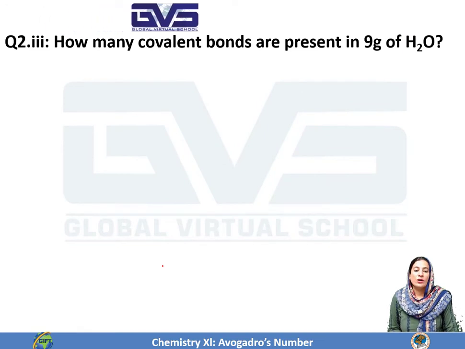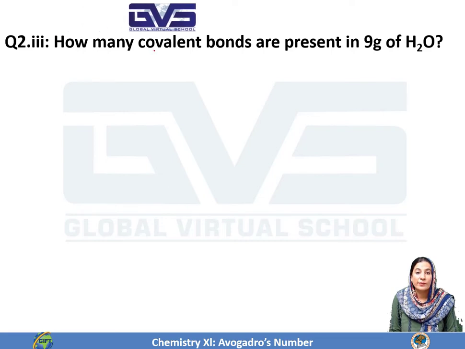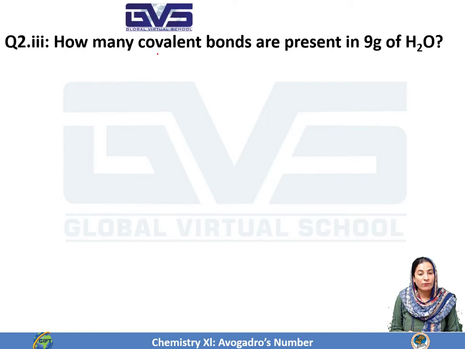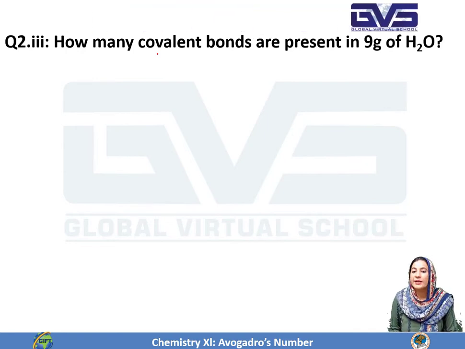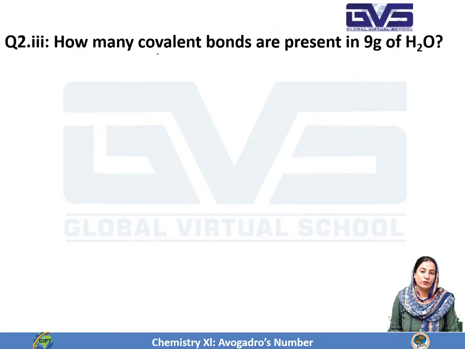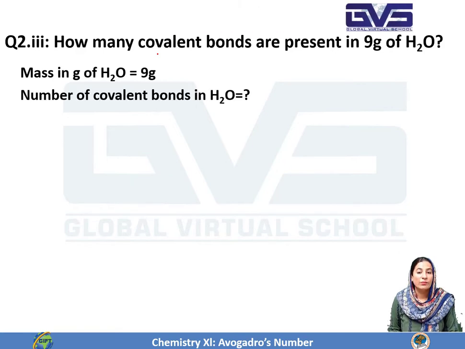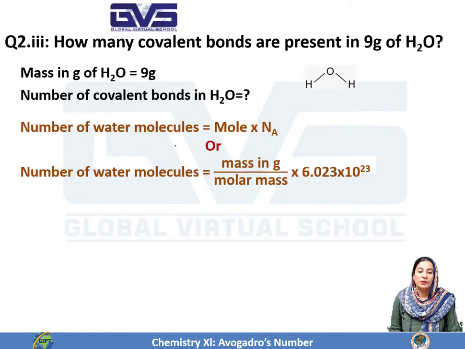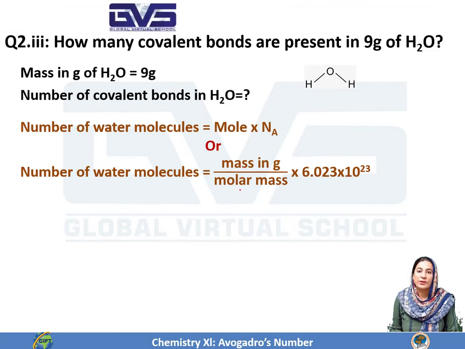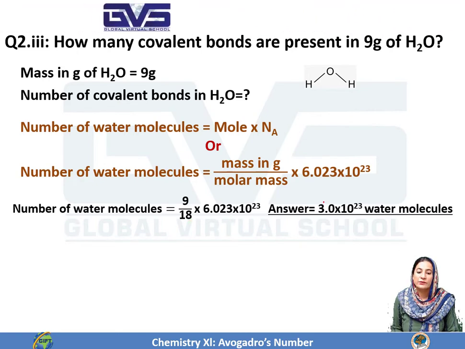How many covalent bonds are present in 9 gram of water? Since you are asked about covalent bonds, you must know the number of covalent bonds in the water formula. You are given 9 gram of H2O. So first of all, convert this 9 gram into moles of water: 9 divided by 18, where 18 is the molar mass of H2O. So this is the mole times Avogadro's number, mass in gram divided by molar mass, that is 9 divided by 18 times Avogadro's number. This will give you the answer.